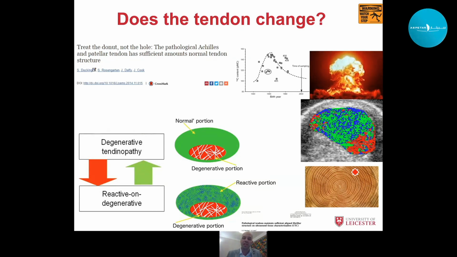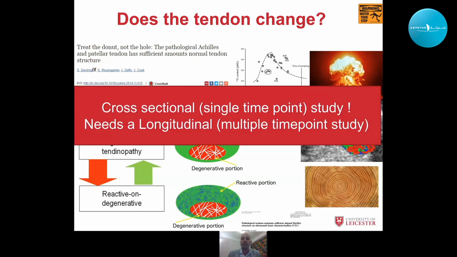And the suggestion is that tendons grow a bit like trees. They grow circumferentially outwards. But there's some problems with that. The paper that the donut and the hole theory is based on actually wasn't a longitudinal paper observing people for a long period of time to see if this hole actually gets better. It was a snapshot. It took people at one point. It's a cross-sectional study essentially.